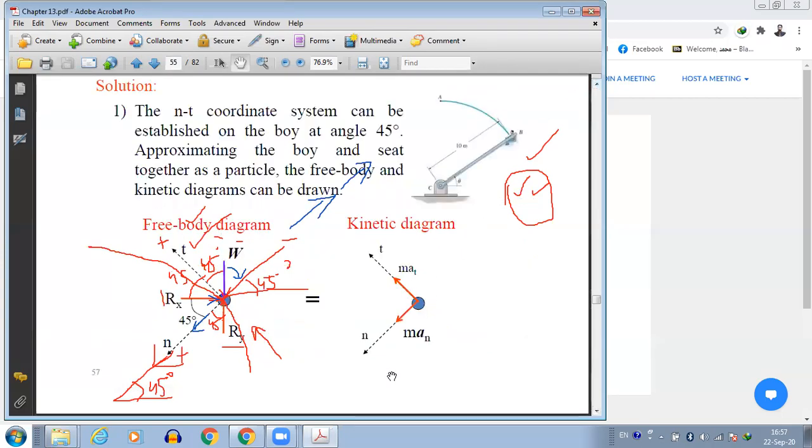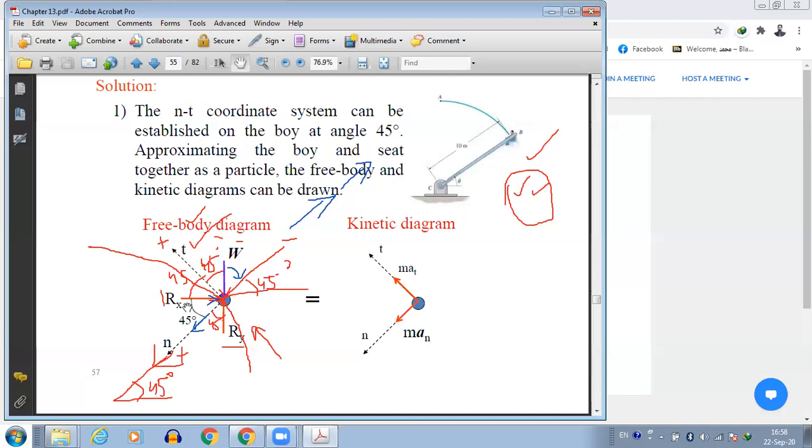You see here, we have Rx, Ry, and W, and we need to define the positive and negative directions. The boy is moving in this direction. So tangential is positive in this direction. And the normal should be considered positive when it is towards the center of curvature, so normal is positive towards O. Positive for N is this, positive for T is this. Is this clear so far? Okay, so now let's see each and every component.